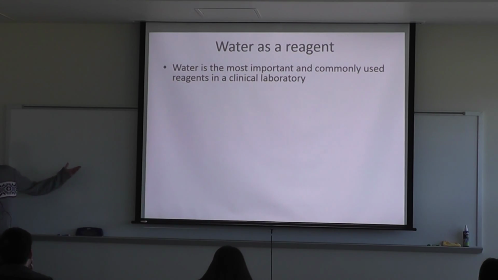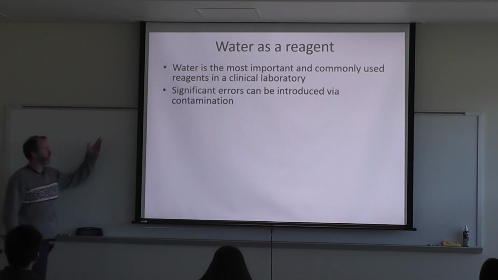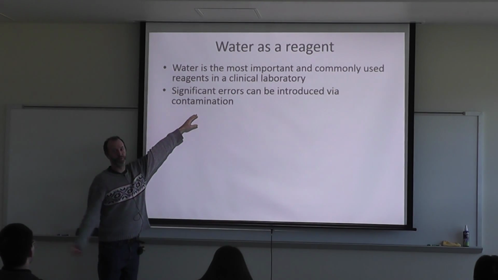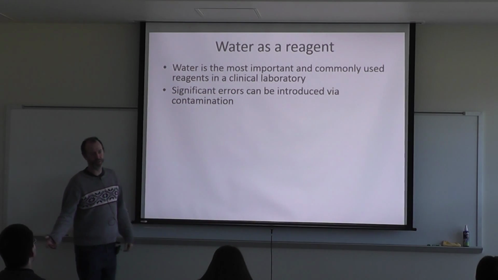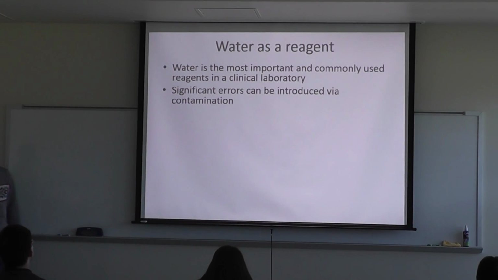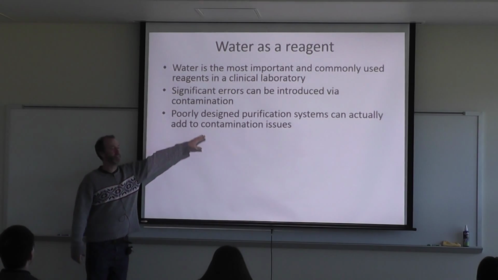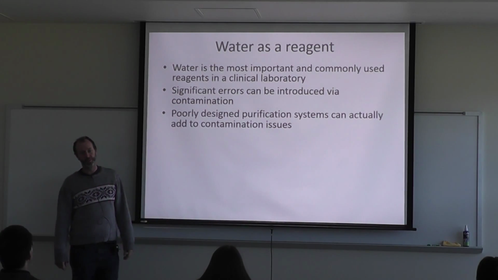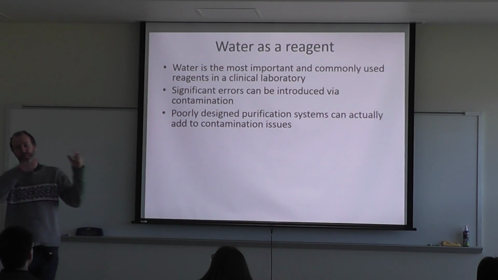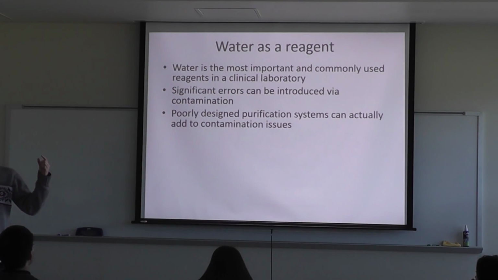Because it's the most important, we need a good water supply. Significant errors, you guys know, will be introduced via contamination, right? So poorly designed purification systems can actually add contamination issues. Like for the DI systems, that needs to be constantly circulating. Do you know why? If you have stagnant water, what happens?